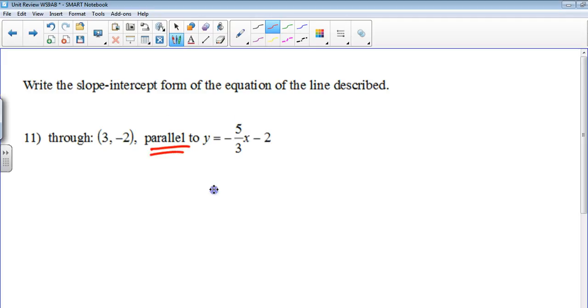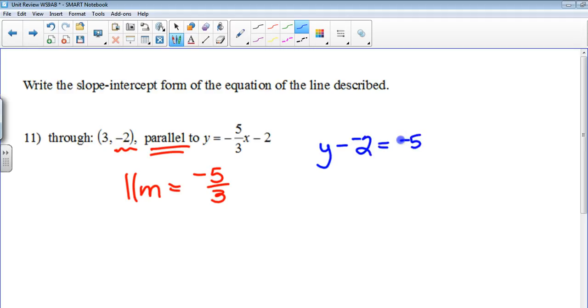So parallel means I do what? Keep the slope the same. So the parallel slope is still negative 5/3. So is the answer y equals negative 5/3 x minus 2? No. Somebody keeps just picking this number and throwing it in there. For it to go through that point, you have to use one of those two methods that we've demonstrated. y minus negative 2 equals negative 5/3 times x minus 3. You could do that, putting that point into slope-intercept form.